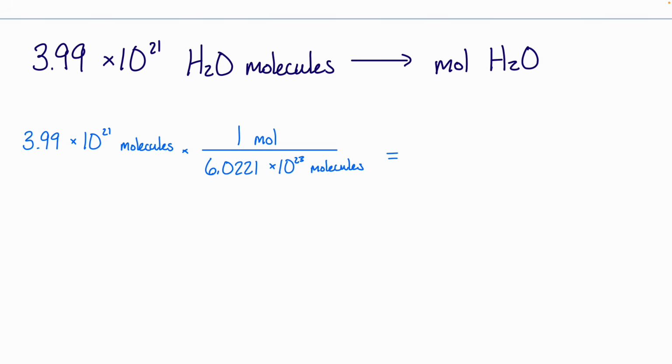So first of all, if we did this correct, we should get 0.0066255. And we're talking about moles of water. If I round this to my 3 significant figures here, that would be 0.00663 moles.